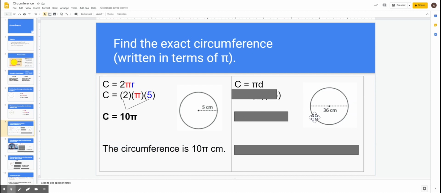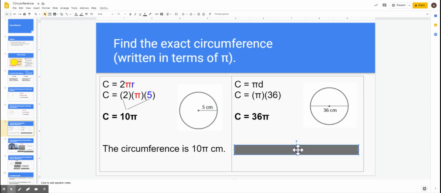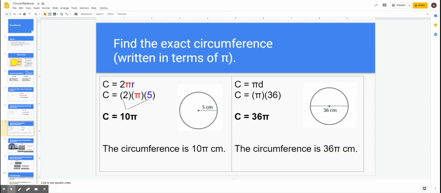In the other example, we have a circle and a line that goes across the whole thing. So the line that goes across the whole thing is called the diameter, right? So we have c equals pi times diameter. This is the formula that we're going to use because we're given the diameter. And then we're going to substitute. We're going to keep pi the way that it is, and we're going to plug in 36 for d. So we have c equals pi times 36, or 36 pi. So our circumference is 36 pi centimeters.